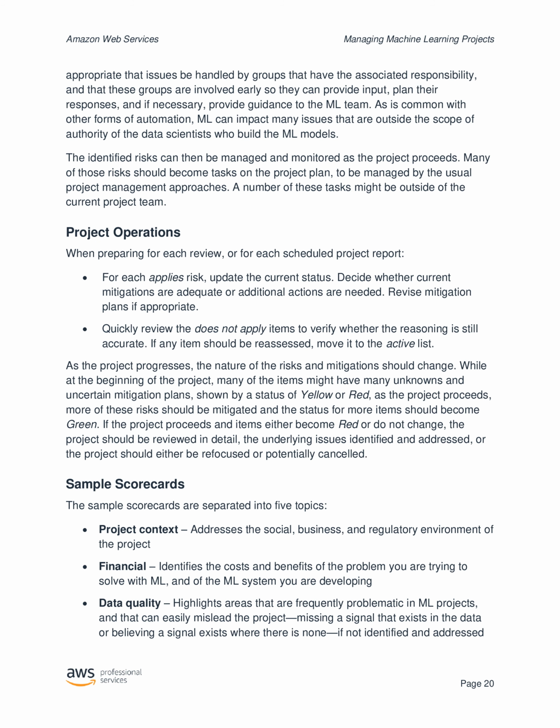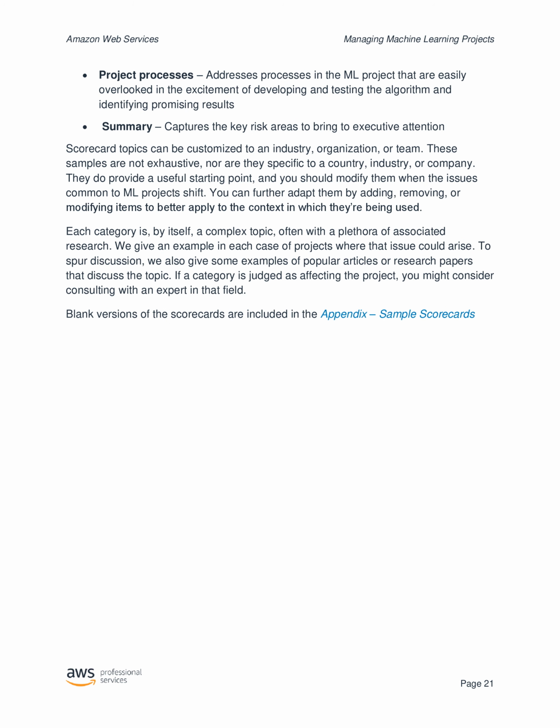Sample scorecards. The sample scorecards are separated into 5 topics. Project context addresses the social, business, and regulatory environment of the project. Financial identifies the costs and benefits of the problem you are trying to solve with ML, and of the ML system you are developing. Data quality highlights areas that are frequently problematic in ML projects, and that can easily mislead the project, missing a signal that exists in the data or believing a signal exists where there is none, if not identified and addressed. Project processes addresses processes in the ML project that are easily overlooked in the excitement of developing and testing the algorithm and identifying promising results.